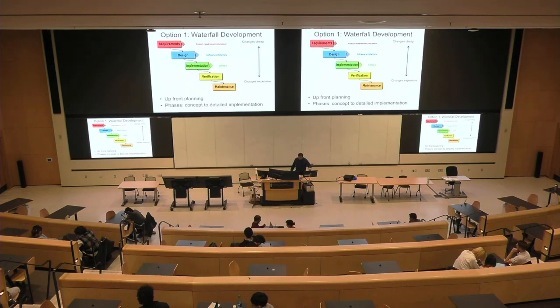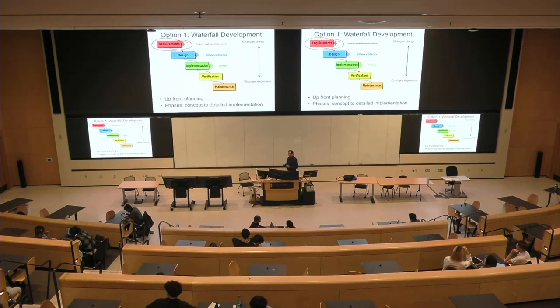So one is waterfall development. Waterfall development emphasizes a lot of upfront planning, and it's a somewhat sequential process. So you work out what the requirements are, what users want from your program. You work out the design of it, so maybe the high-level architecture of the software. You implement it, you test, so you verify it, and then eventually you go into maintenance where you're just fixing bugs.